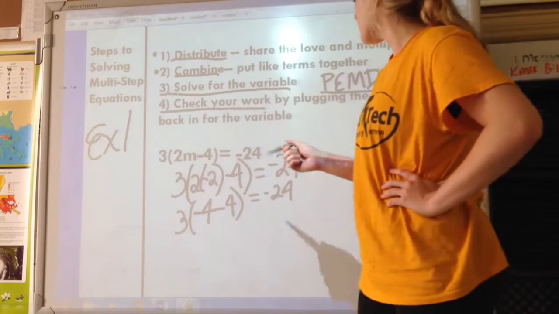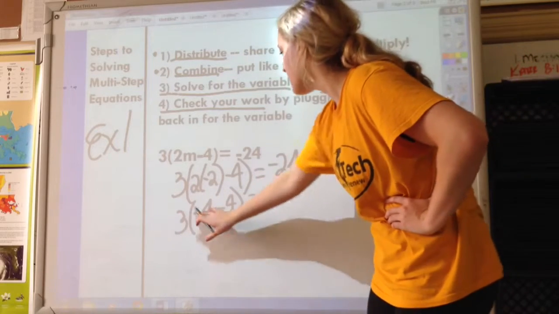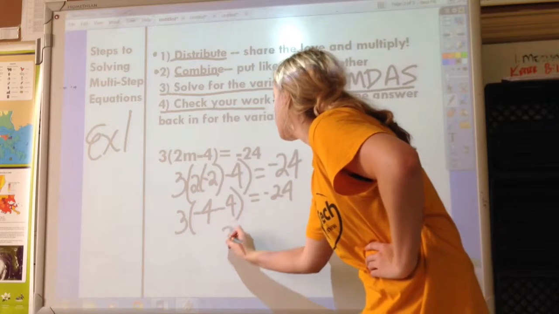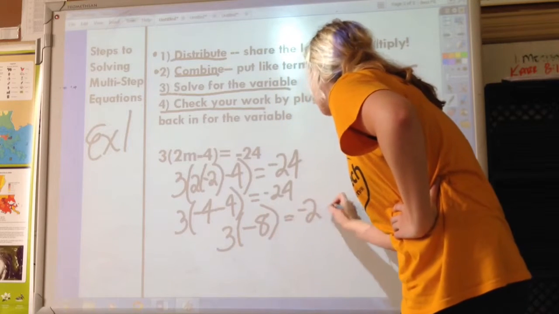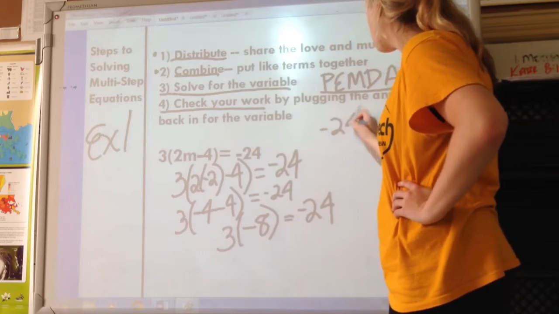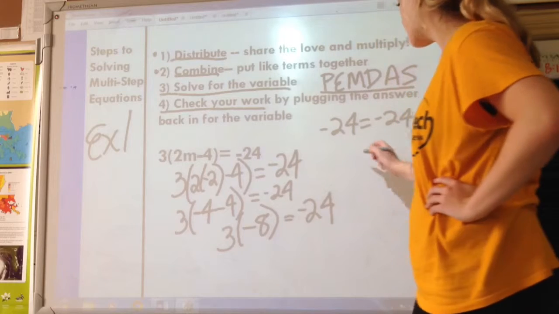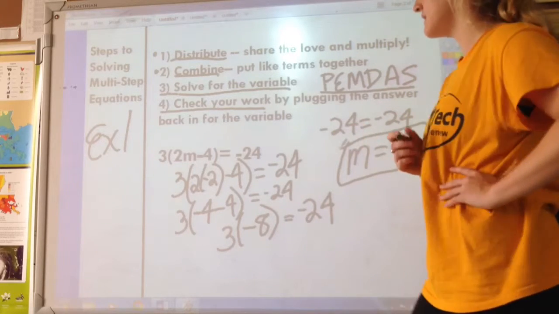All right. My order of operations says I have to take care of everything inside the parentheses first. So negative 4 minus 4 is going to leave me with 3 times negative 8 equals negative 24. And then 3 times negative 8 is negative 24, and that equals negative 24. So I was correct in saying that m equals negative 2, because both sides equal each other.